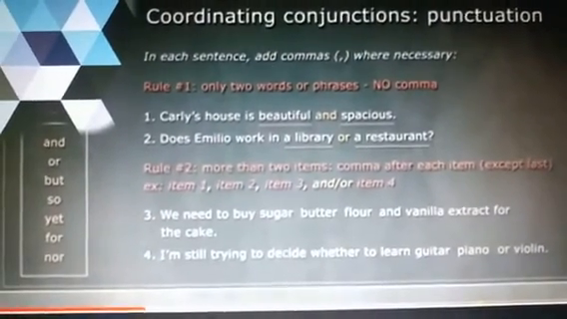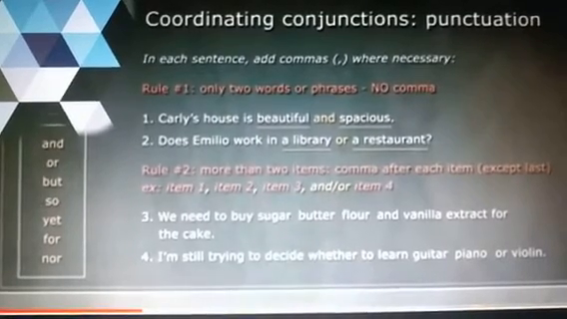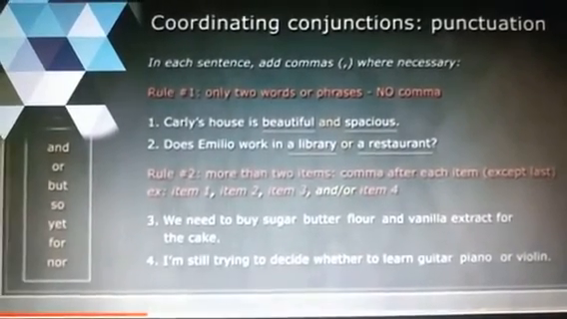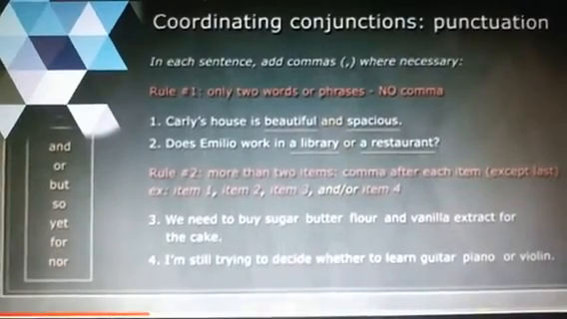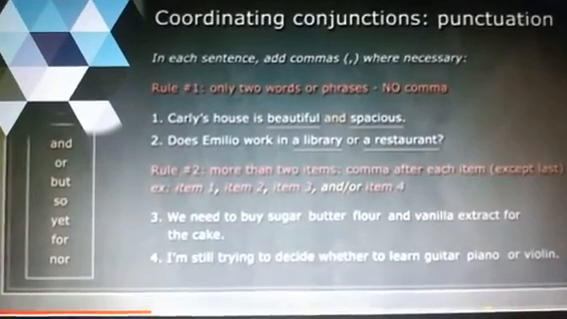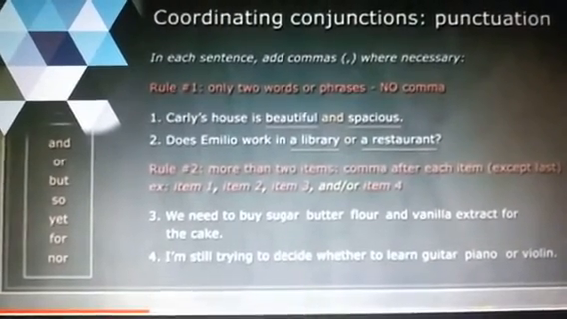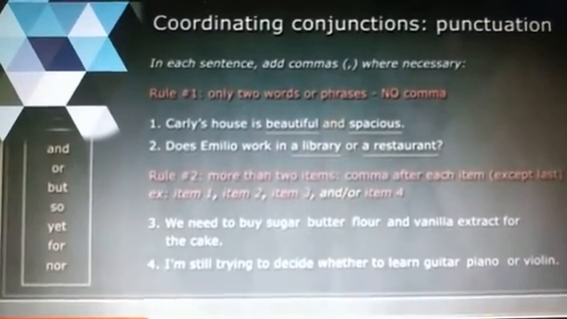So in number 3, we need to buy sugar, butter, flour, and vanilla extract for the cake. Notice that there is a conjunction and before the last item, and the comma goes before the conjunction. Similarly, in number 4, there is a list of 3 items: guitar, piano, violin. This time the conjunction is or, and just like in the previous example, we use commas to separate the items and the last comma goes before the conjunction.